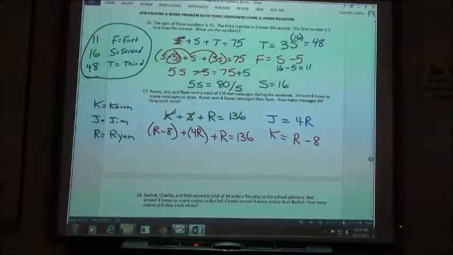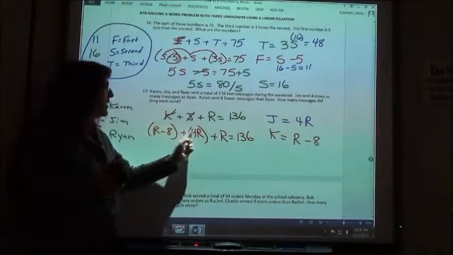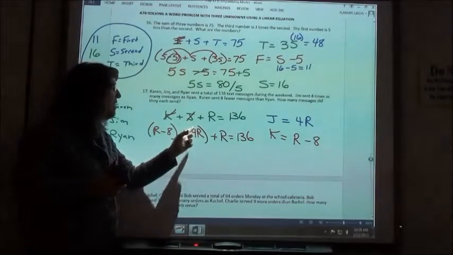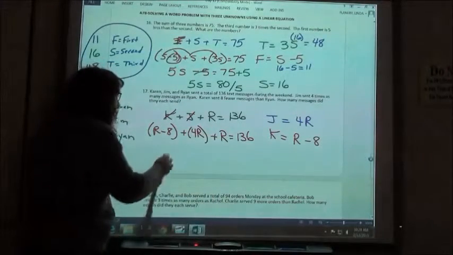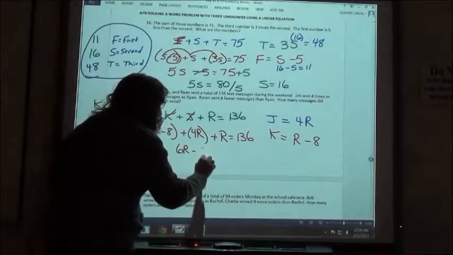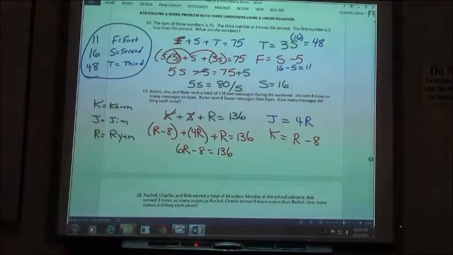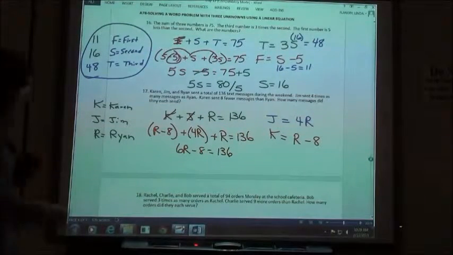Combining my like terms, I've got an R plus a 4R plus another R. 1 plus 4 is 5. 5 plus 1 more is 6. So 6R minus 8 equals 136. I want to solve that for R.